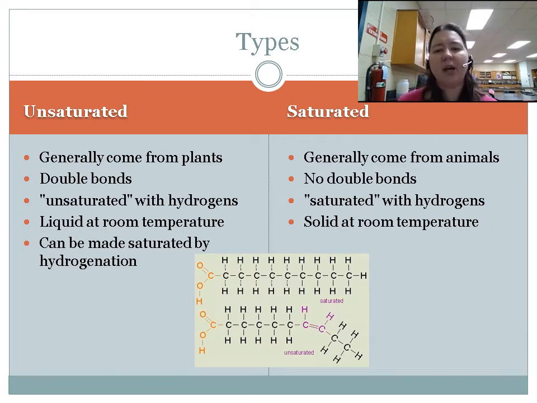And what that means is they are unsaturated with hydrogens. They don't have as many hydrogens as they could have. A lot of these are usually liquid at room temperature, but then they can also be made saturated by what's called hydrogenation.